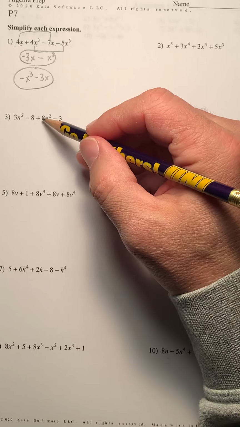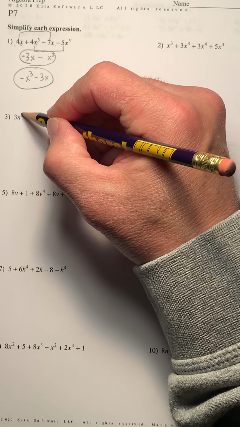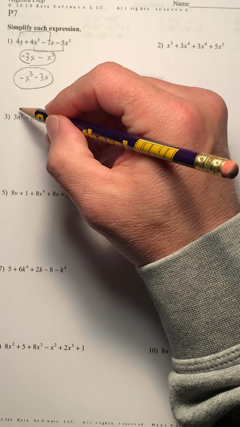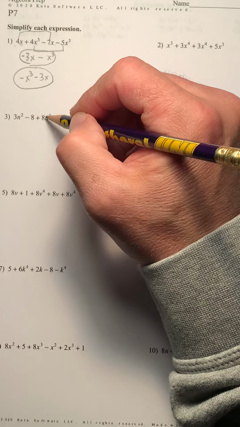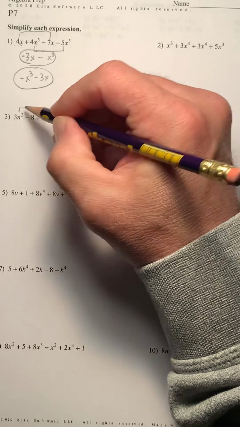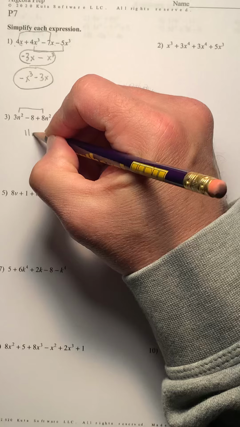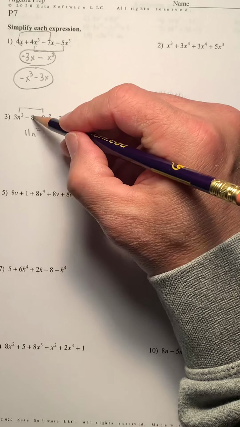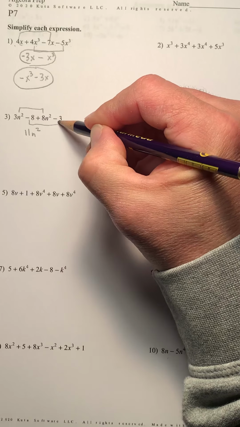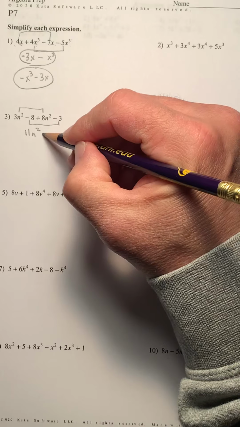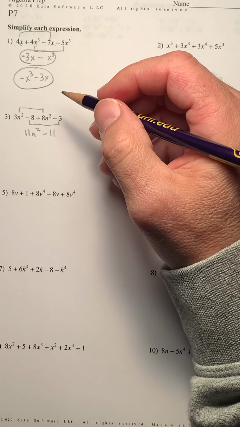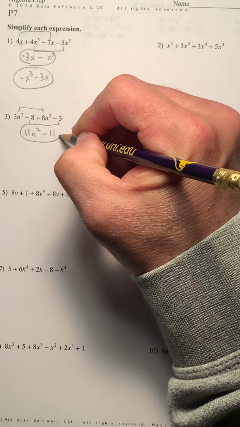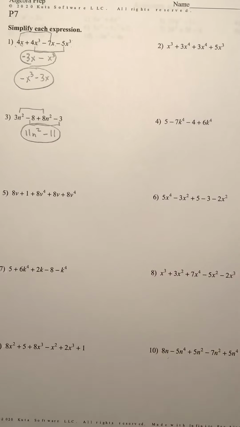All right, moving on. Question number 3. 3n to the second power cannot combine with the minus 8. Don't have the same variable, don't have the same power. 3n to the second power can combine with 8n to the second power. Those guys add up to 11n to the second. 3 plus 8 is 11, n squared. The minus 8 doesn't have a variable, but neither does the minus 3, so those guys can combine together. Negative 8 and a negative 3 together make a negative 11, or negative 8 minus 3 if you prefer. And that's as much as we can do. We can't combine these guys together. They don't have the same variable, don't have the same power.